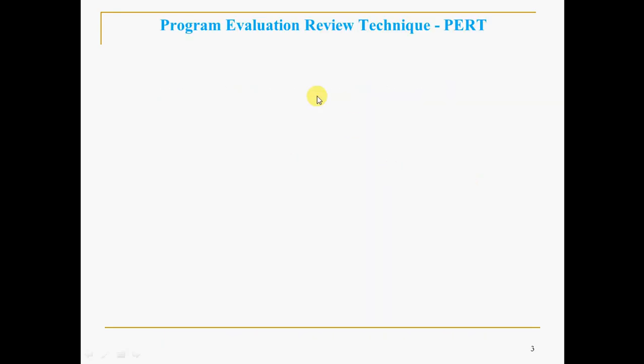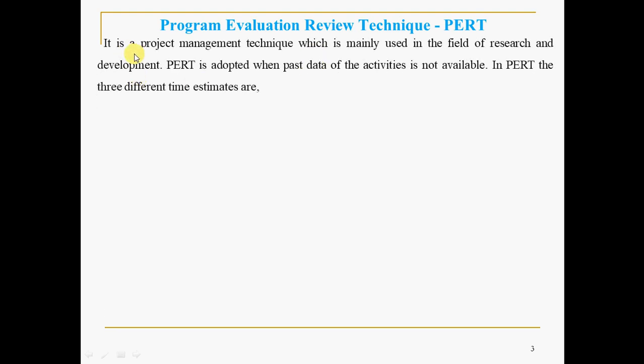Coming to the outline of program evaluation review technique, that is PERT, it is a project management technique which is mainly used in the field of research and development, that is R&D. PERT is adopted when the past data of activities is not available. In PERT, the 3 different time estimates are optimistic time, most likely time, and pessimistic time.